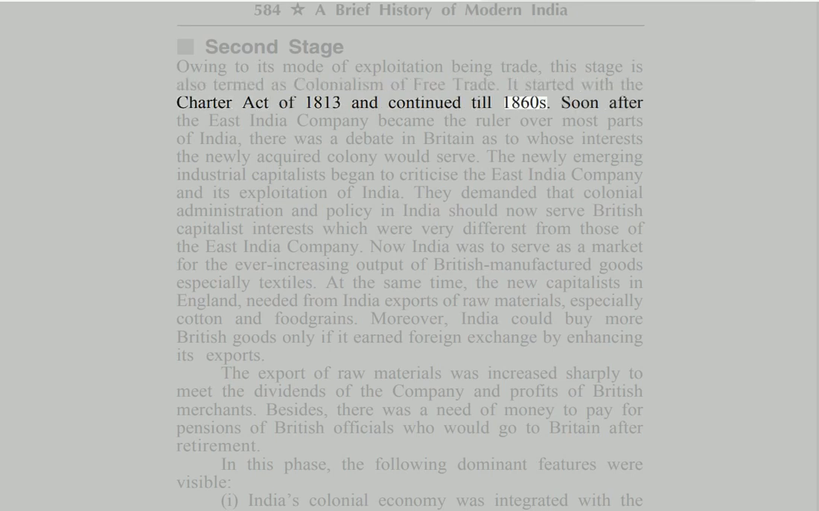Soon after the East India Company became the ruler over most parts of India, there was a debate in Britain as to whose interests the newly acquired colony would serve. The newly emerging industrial capitalists began to criticize the East India Company and its exploitation of India. They demanded that colonial administration and policy in India should now serve British capitalist interests, which were very different from those of the East India Company. Now India was to serve as a market for the ever-increasing output of British manufactured goods, especially textiles.